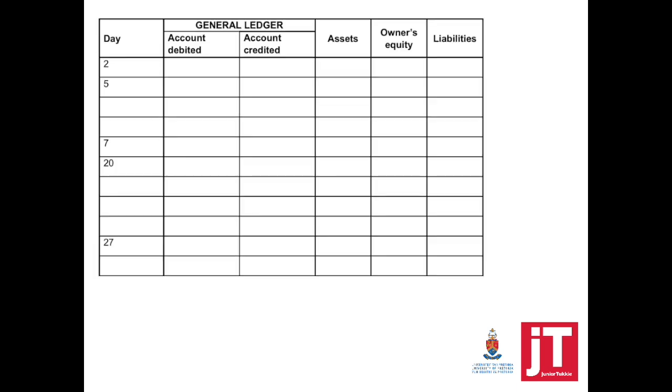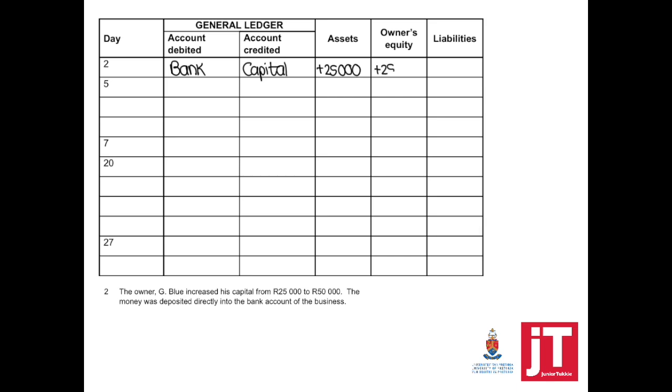Completing the last question, the accounting equation. So again, this is for you to see the transactions are taken to different platforms. You can take the transactions to the journals, or I can ask you to complete the accounting equation. So on day 2, the owner increased his capital from 25,000 to 50,000. The money was deposited directly into the bank account of the business. If the business receives money, then bank will always be debited, account credited, capital, assets, and owner's equity plus 25,000, and nothing happened with your liabilities.